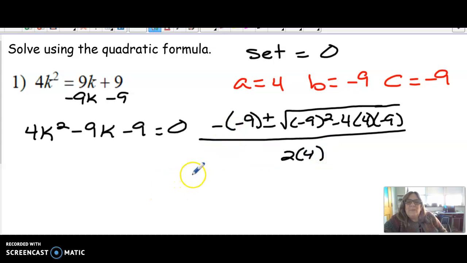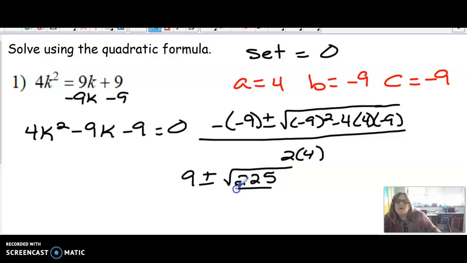The opposite of a negative 9 is a positive 9, plus or minus the square root. I'm going to plug all of this into a calculator or into Desmos exactly as I have it written. So I'm making sure that I have the negative 9 in parentheses before I square it, and then I'm going to multiply times 4 times negative 9 again, and that's going to give me positive 225, all divided by 2 times 4 is 8.